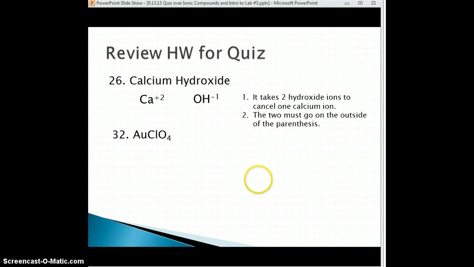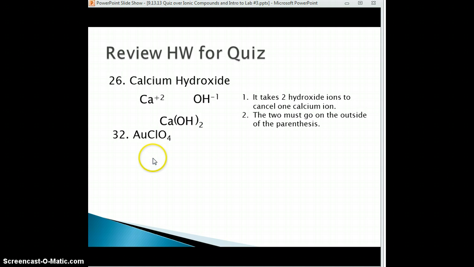So when you write calcium hydroxide together, Ca and OH, okay, you need 2 hydroxides to cancel out the calcium, and the way you represent that is by placing parentheses around the hydroxide and then putting a 2 on the outside. Anytime you need to put a subscript next to a polyatomic ion, it needs to have parentheses. We talked about this in detail yesterday.